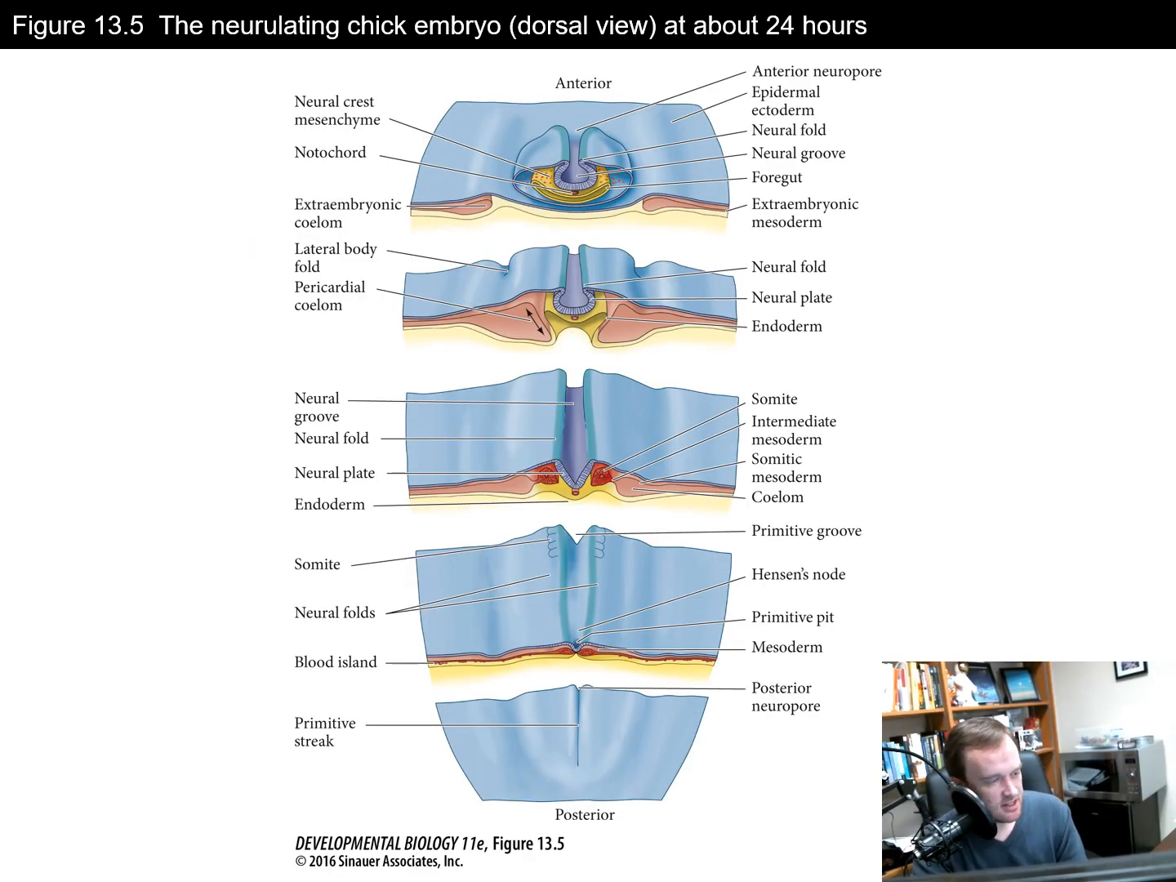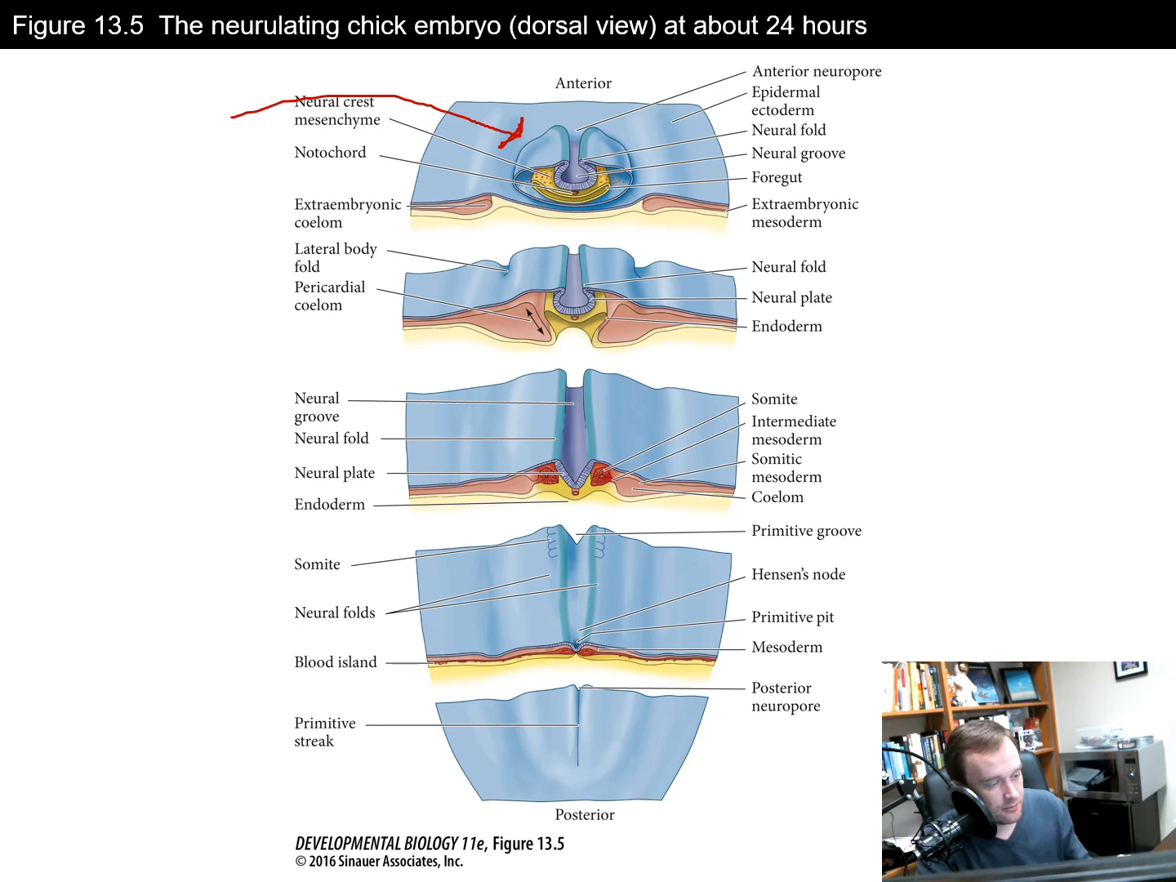So here is kind of the process of neurulation of a chick embryo at about 24 hours. What's important to notice from this slide is that neurulation happens kind of in a wave across the chick embryo, starting at the anterior end and proceeding to the posterior end. As you can see here at the cephalic or the head region, we're starting to undergo neurulation, and you can see that the invagination and the closing of those neural folds is almost complete.